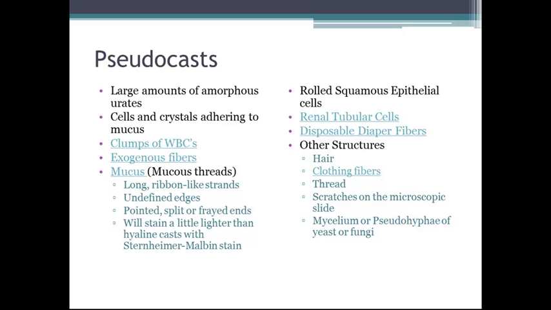Sometimes you will have rolled squamous epithelial cells that will look like a cast in their tubular appearance. Renal tubular cells and disposable diaper fibers can also sometimes look like casts. Other structures that may look like casts: hair, clothing fibers, threads, scratches on the microscope slide, and the pseudohyphae of yeast or fungi can sometimes be confused with casts.